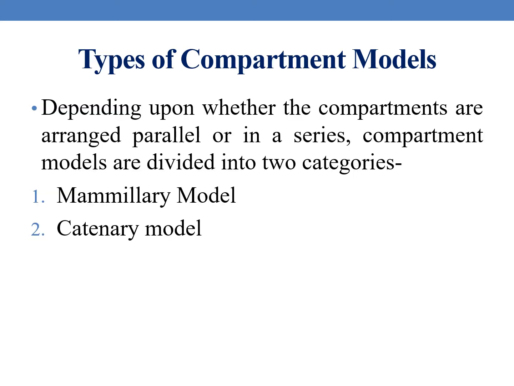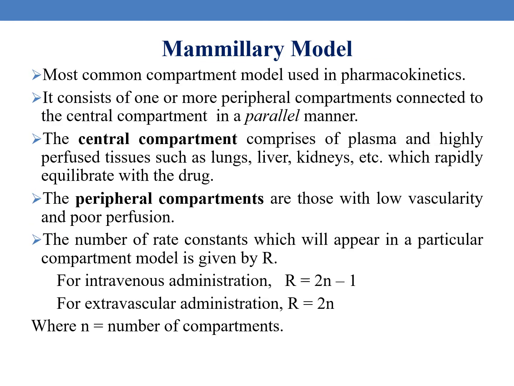Coming to types of compartmental models, depending upon whether the compartments are arranged in parallel or in series, the compartmental models are divided into two categories: the mammillary model and catenary model. Mammillary model is the most common compartment model used in pharmacokinetics. It consists of one or more peripheral compartments connected to the central compartment in a parallel manner.